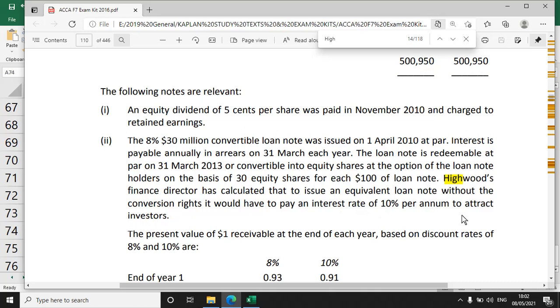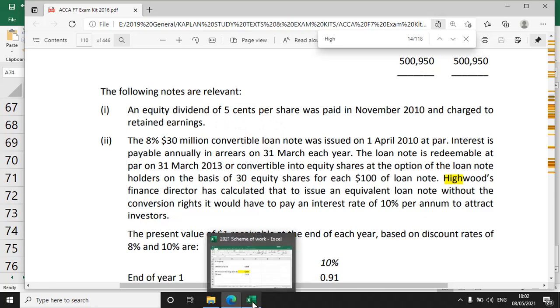Highwood's Finance Director has calculated that to issue an equivalent loan without the option to convert would cost 10% per annum. So what we need to do here is to treat this one as a convertible loan. That means that it has got a component of equity and a component of debt. We need to separate the two.